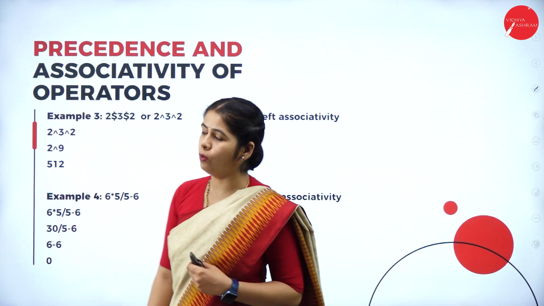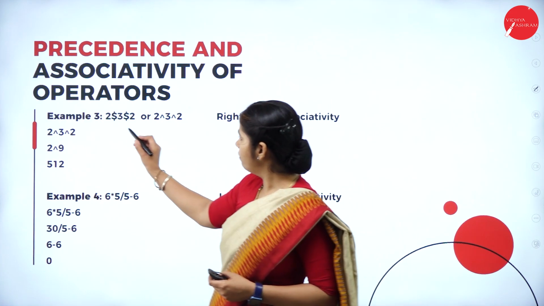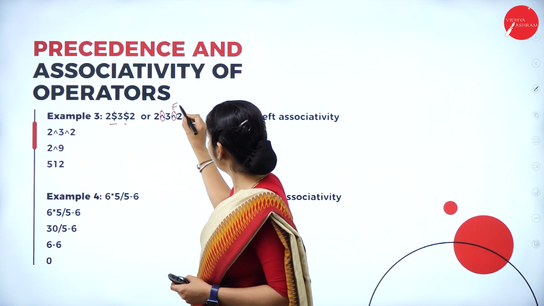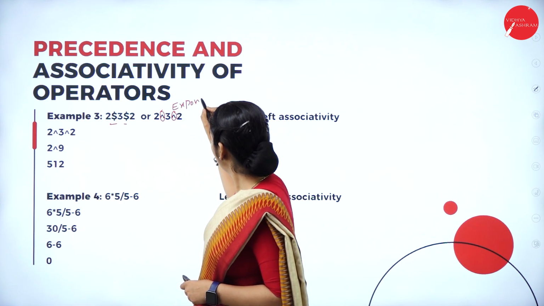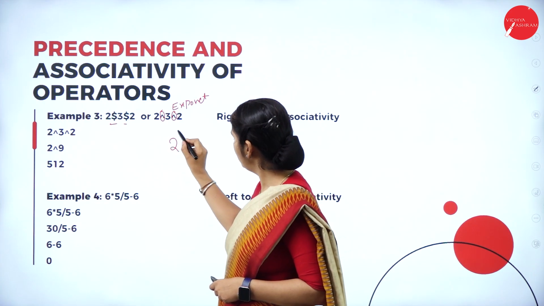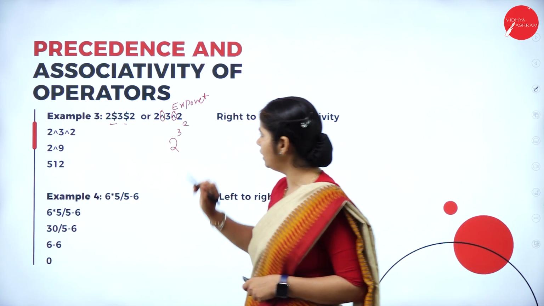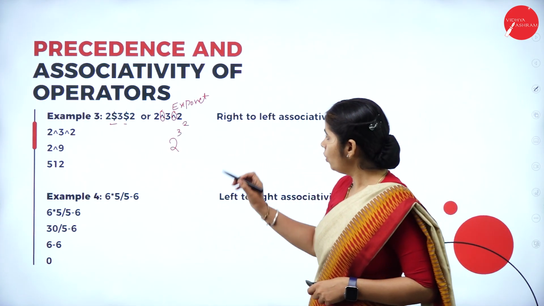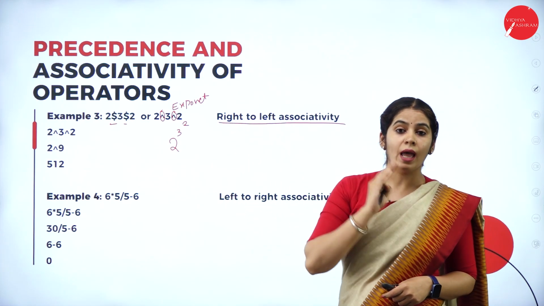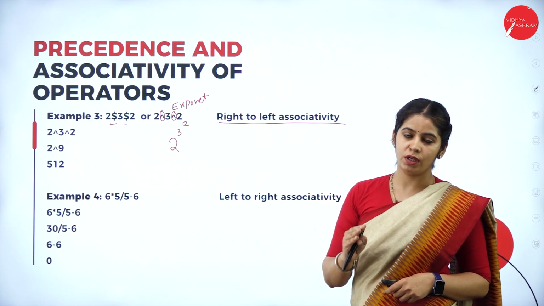Let us see two more examples. Here what we have is a dollar sign, or an exponent sign. What is this? Exponent. To the power of, what we say? To the power of, that is 2 to the power of 3, 3 to the power of 2. It is like this expression. So here what are we doing? Here what type of associativity do we have? Right to left associativity we have.